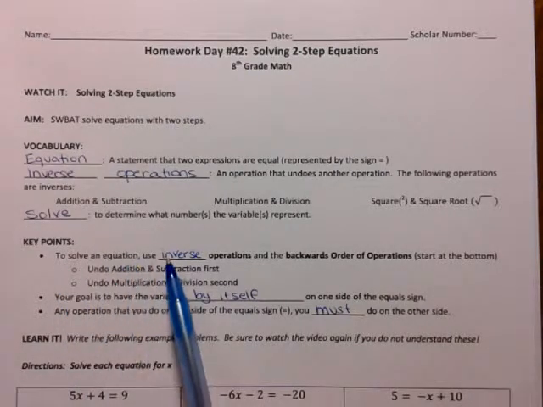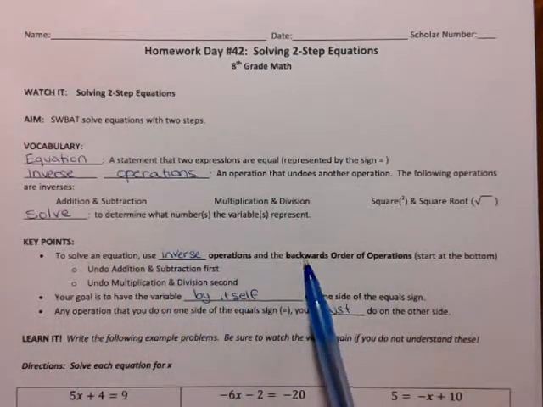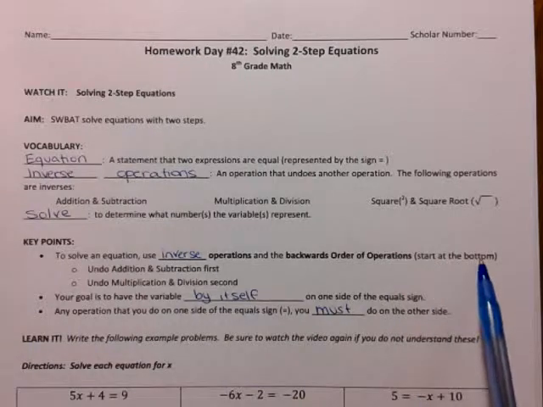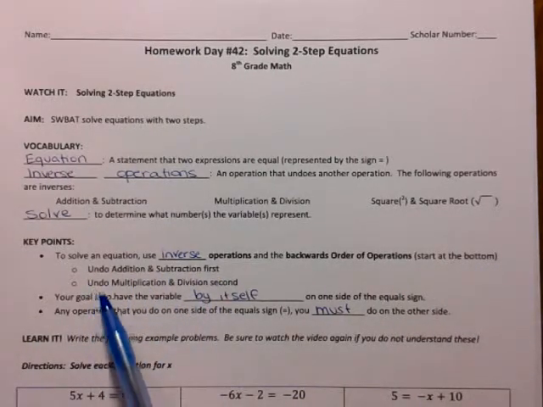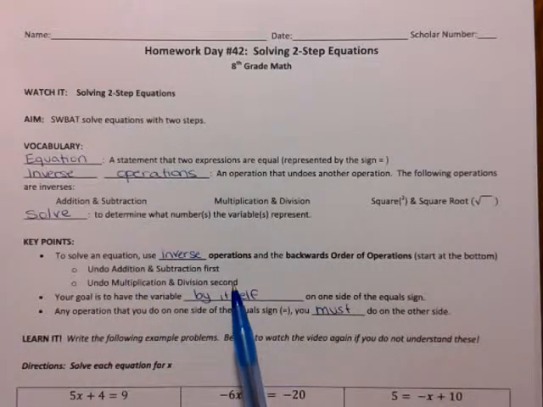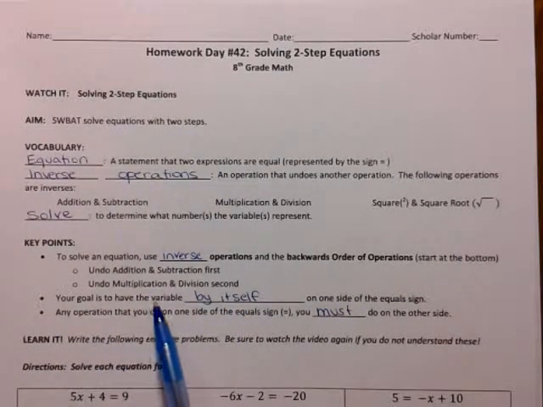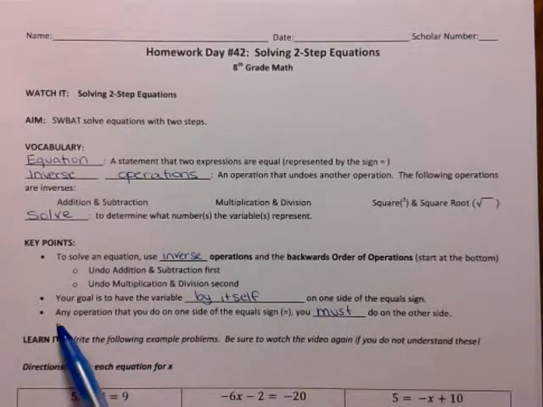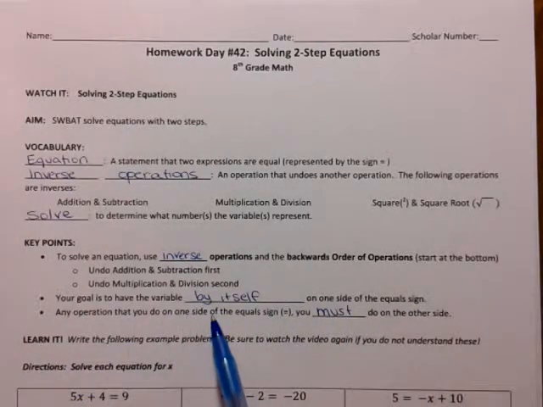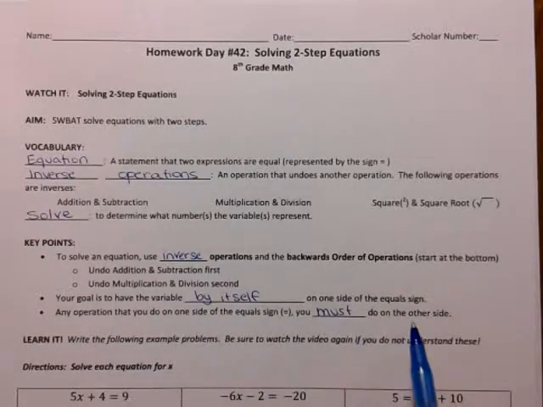To solve an equation, use inverse operations and the backwards order of operations, starting at the bottom. So you're going to undo addition and subtraction first, then undo multiplication and division second. Your goal is to have the variable by itself on one side of the equal sign. Any operation that you do on one side of the equal sign, you must do on the other side.